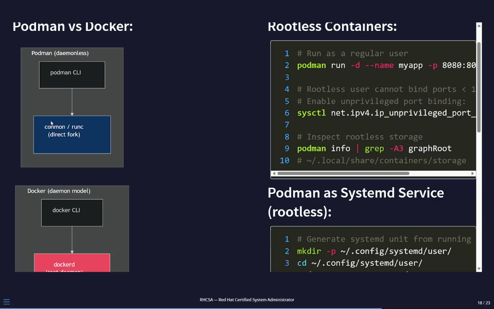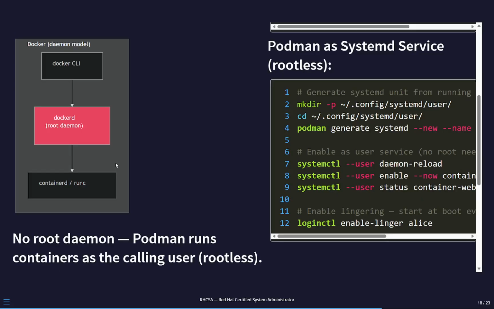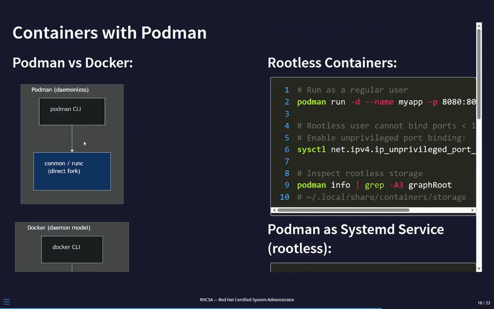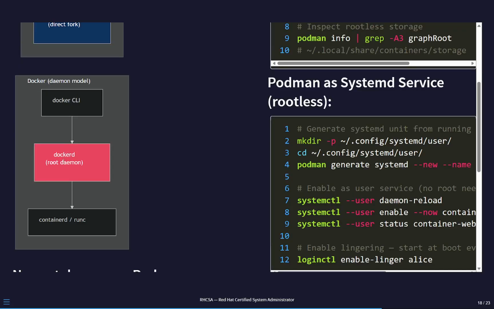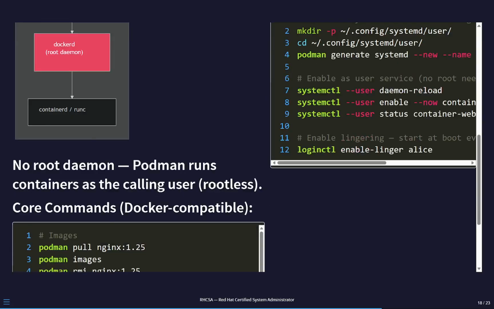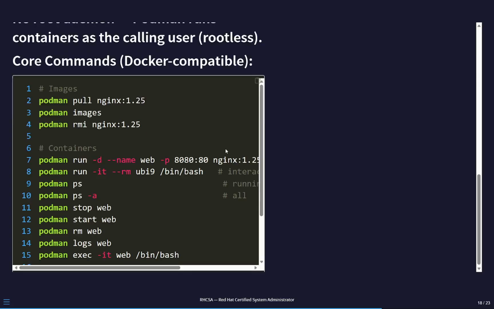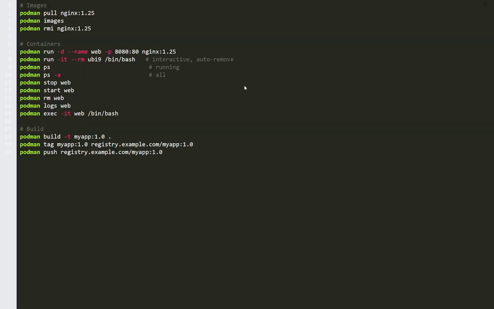Podman is daemonless. The podman command directly forks container processes via conmon and runc. No daemon means no single point of failure, and no root daemon running all the time. The Podman CLI is intentionally Docker compatible. podman run, podman images, podman build, podman push. Same syntax as Docker. If you know Docker, you know Podman.